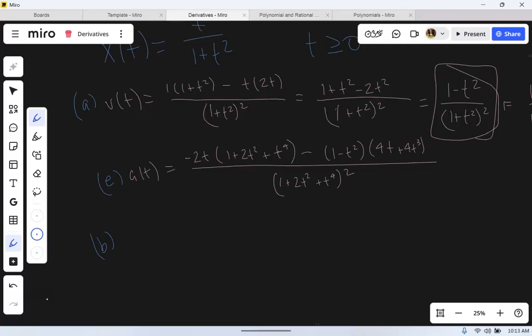All right. Tell me, how do I tell if it's going to the right or left?